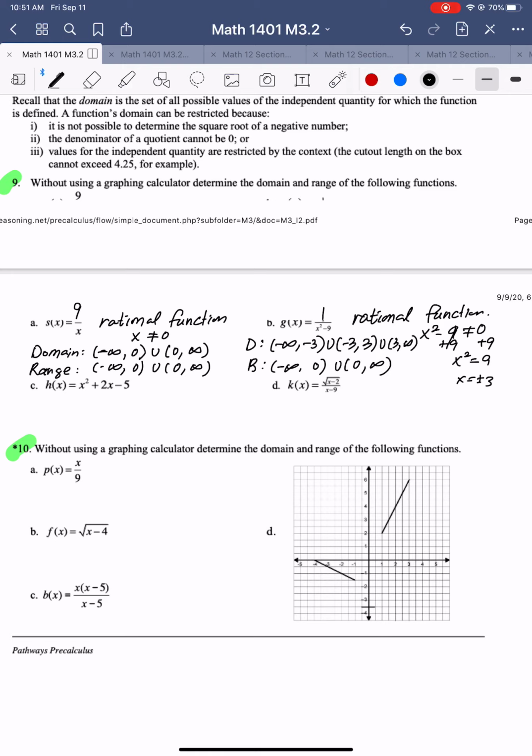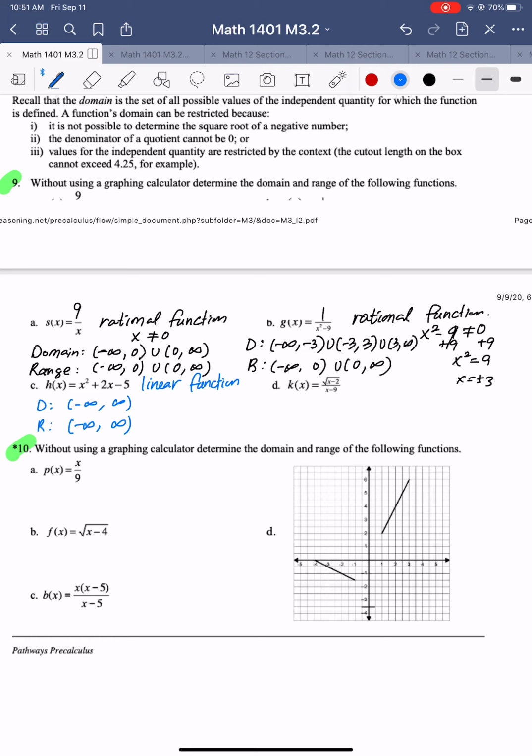Okay, the c function is a linear function. A linear function means all of the domain is available. The domain is all real numbers, which means for the range you'll find every single y value from each of the x values.